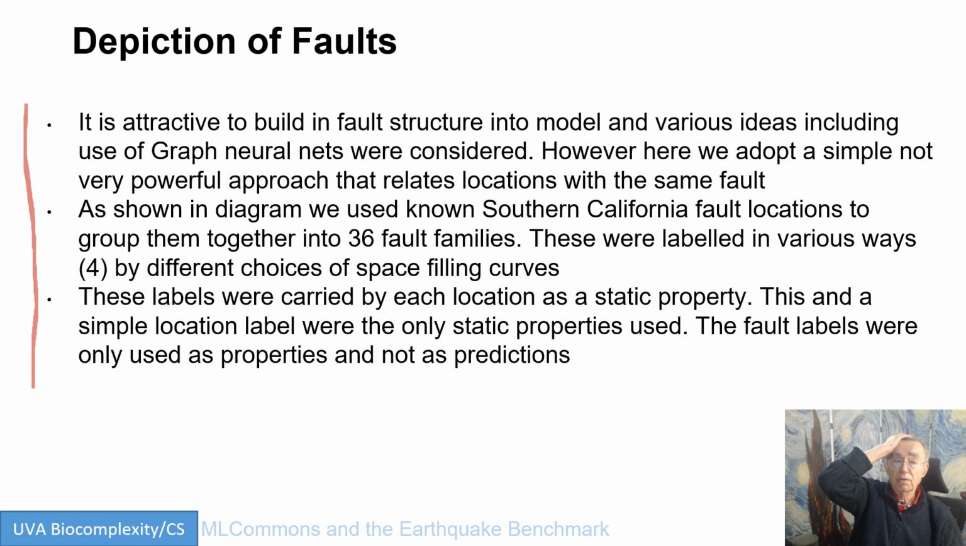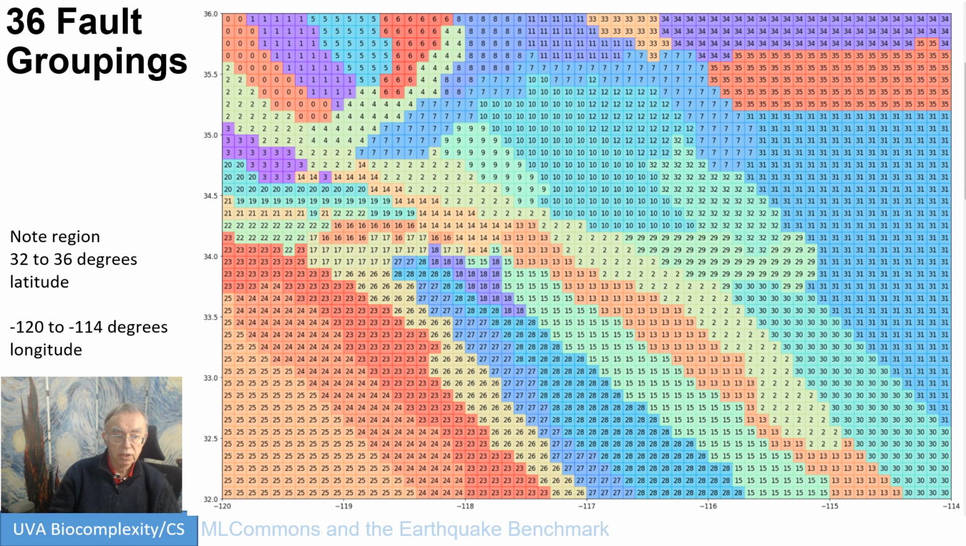And also the faults are sort of overlapping and falling on top of each other and different sizes and shapes and things like that. So we did something quite simple. We took all the faults and divided them into families where faults were close together. We did it rather empirically. And we found 36 fault families shown here.